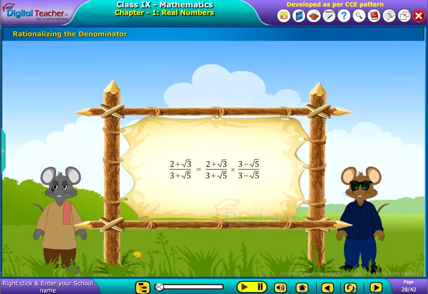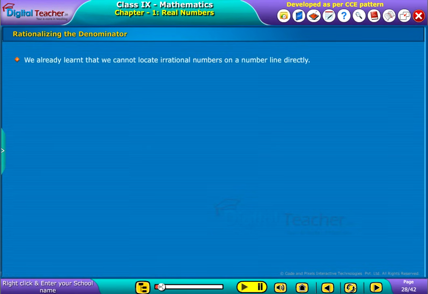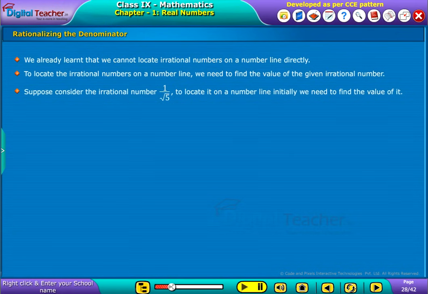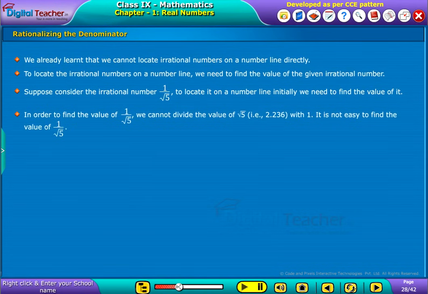Rationalizing the denominator. We already learned that we cannot locate irrational numbers on a number line directly. To locate irrational numbers on a number line, we need to find the value of the given irrational number. Suppose we consider the irrational number 1 by root 5. To locate it on a number line, initially we need to find its value. In order to find the value of 1 by root 5, we cannot easily divide 1 by the value of root 5, that is 2.236. It is not easy to find the value of 1 by root 5.